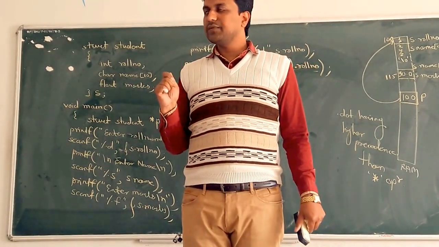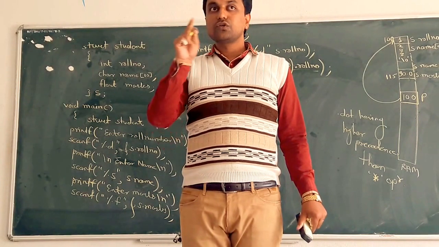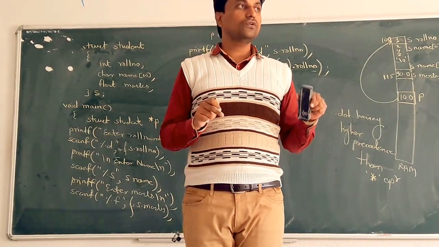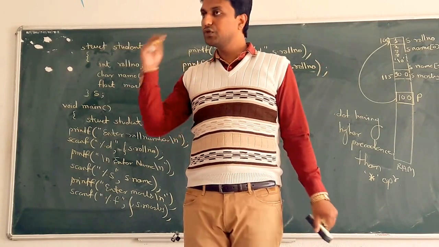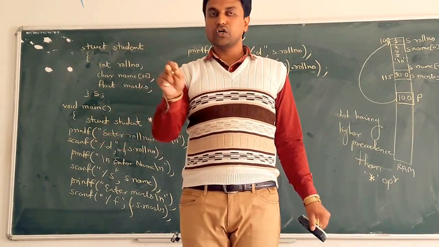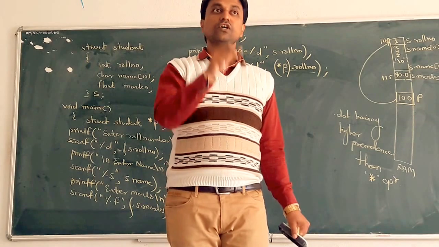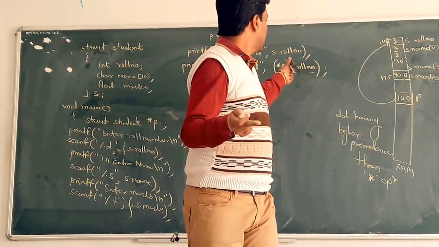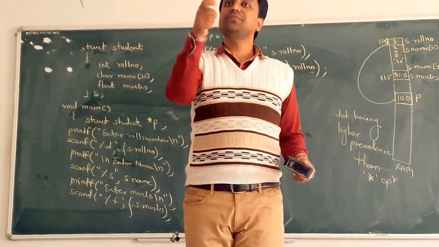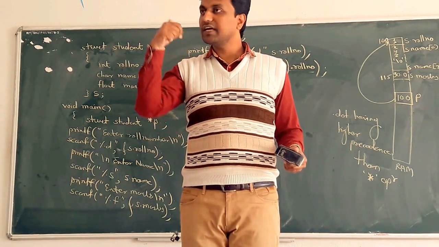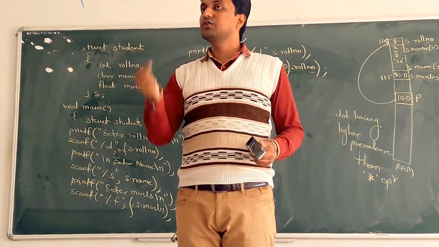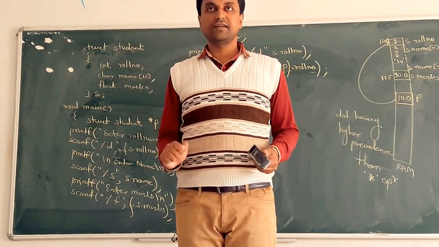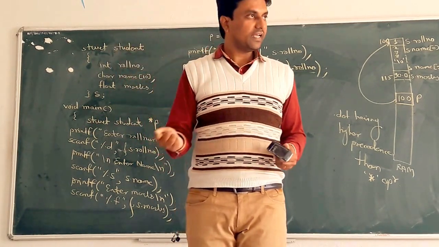Clear? What is the exact meaning? So we have to give parenthesis here. Otherwise, if we don't give the parenthesis, then the dot operator having the highest precedence, P dot roll number executes first, and it is meaningless. It does not have any meaning. So it gives you an error. The compiler raises the error, a syntactical error.